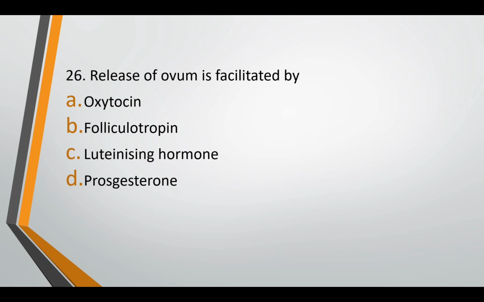Release of ovum is facilitated by oxytocin, follicotropin, luteinizing hormone, or progesterone. Release of ovum is facilitated by. Correct answer is option C, luteinizing hormone.